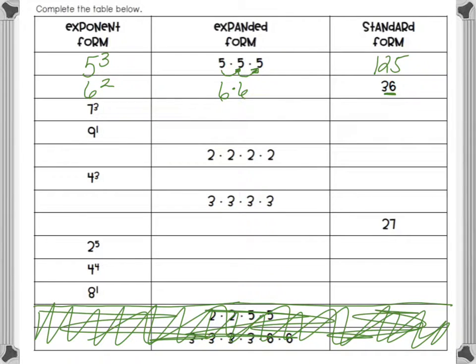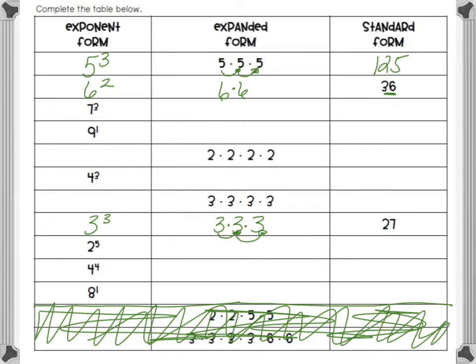We're going to do one more together. We're going to do this 27 together. Now, I know that to get 27, I can multiply 9 times 3. But I need for all of my numbers to be the same. So I can't use 9 and 3. What I'm going to need to do, though, is I know that 3 times 3 is 9. And then if I multiply that by 3, I get 27. So I know that 3 times 3 times 3 would give me 27. Because 3 times 3 is 9, 9 times 3 is 27. So then this is 3 to the third power.